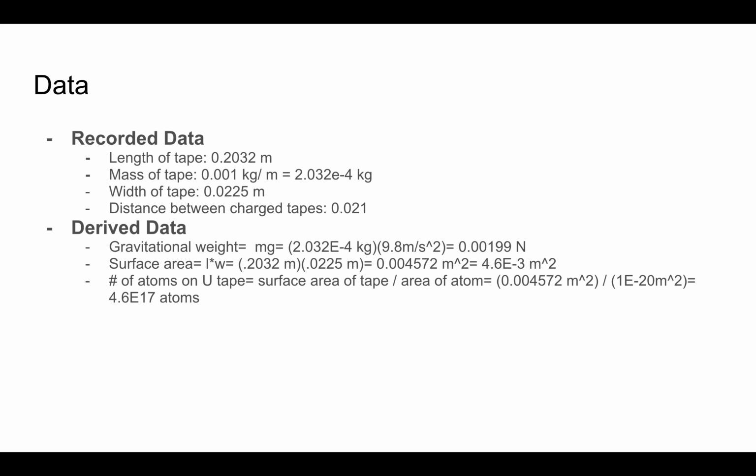I also calculated the surface area of the tape using the formula length times width. This value will be used to calculate the number of atoms on the surface of the upper tape, which I calculated by dividing the surface area of the tape by the area of an atom, a standard value of 1 times 10 to the negative 20. This yielded a value of 4.6 times 10 to the 17 atoms.